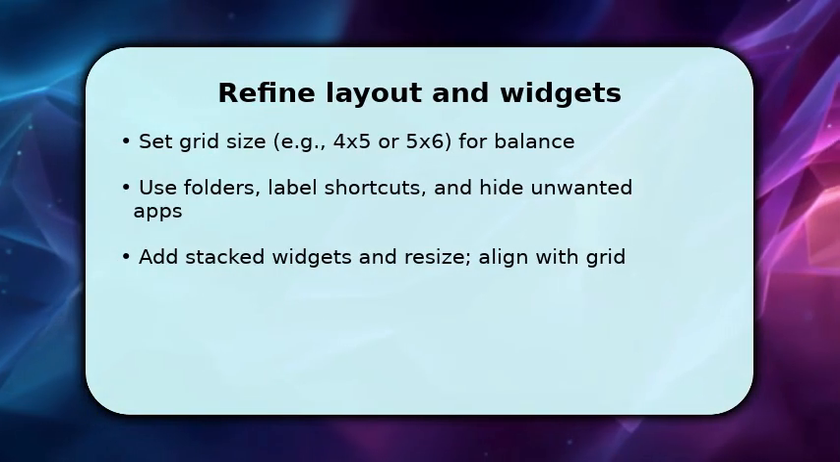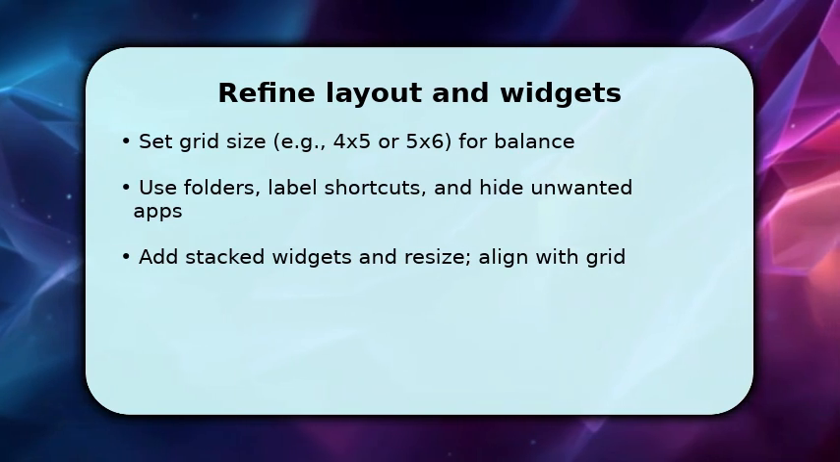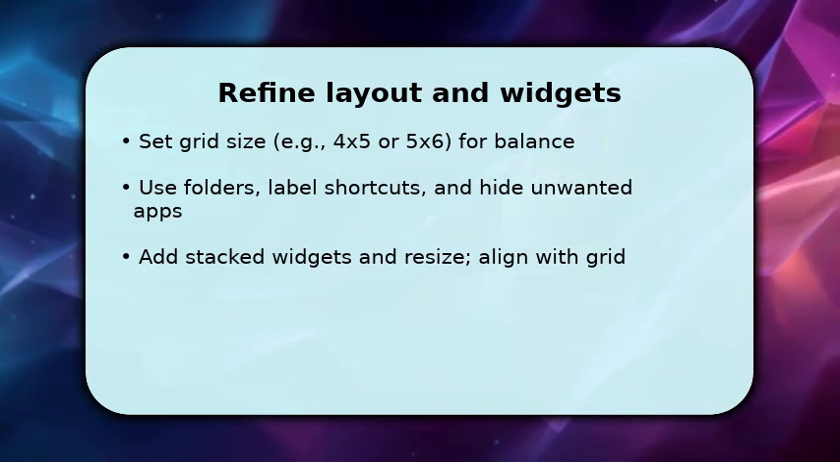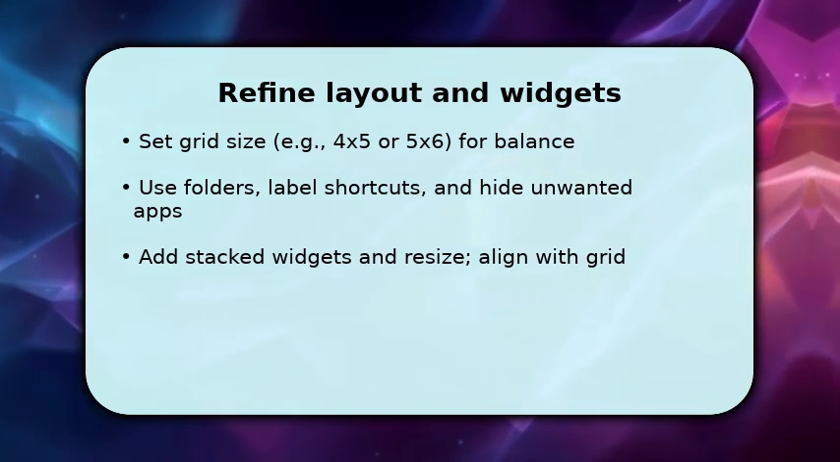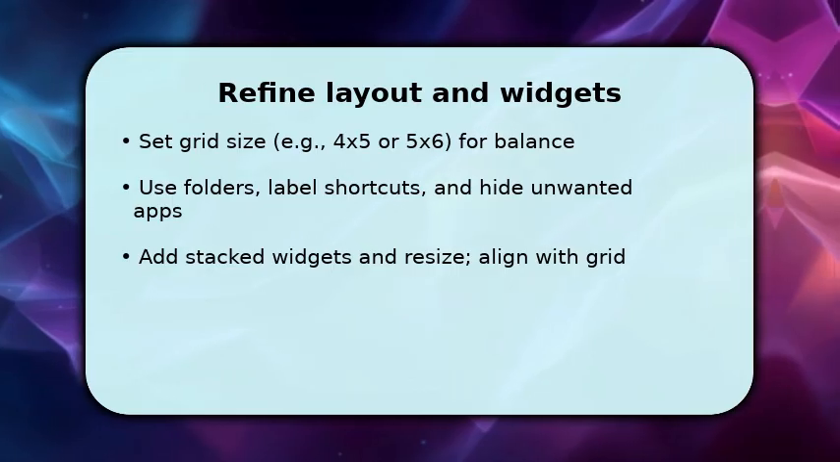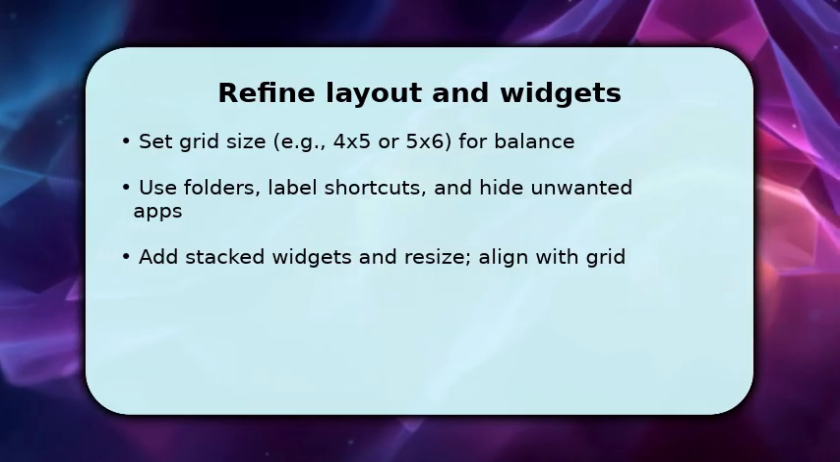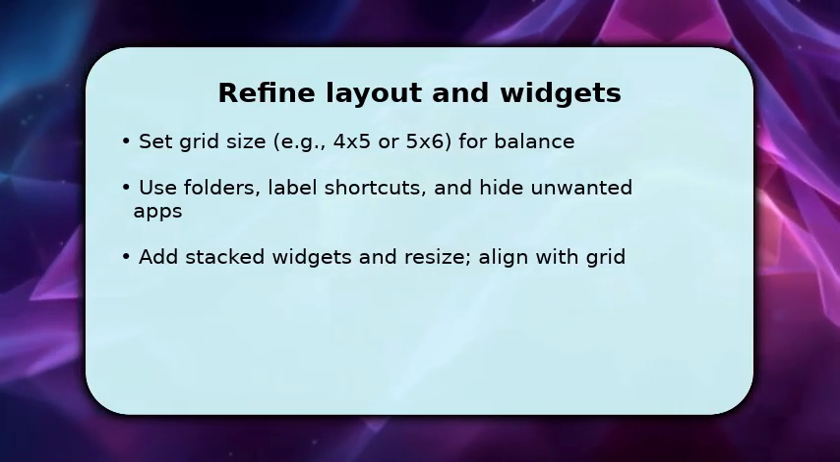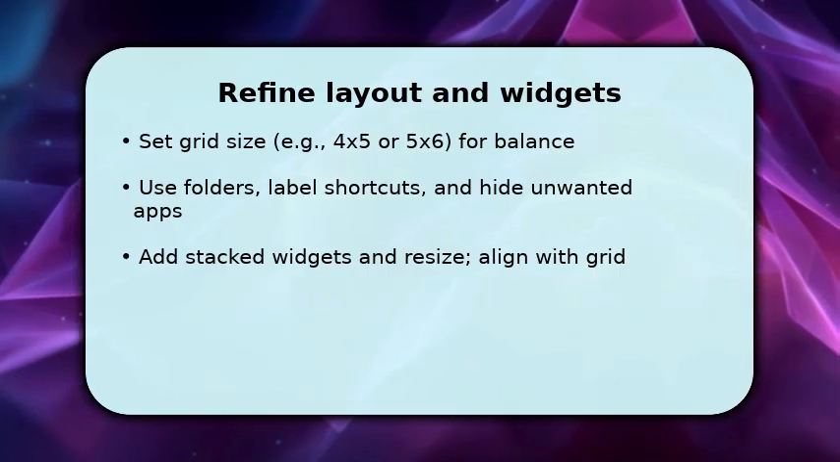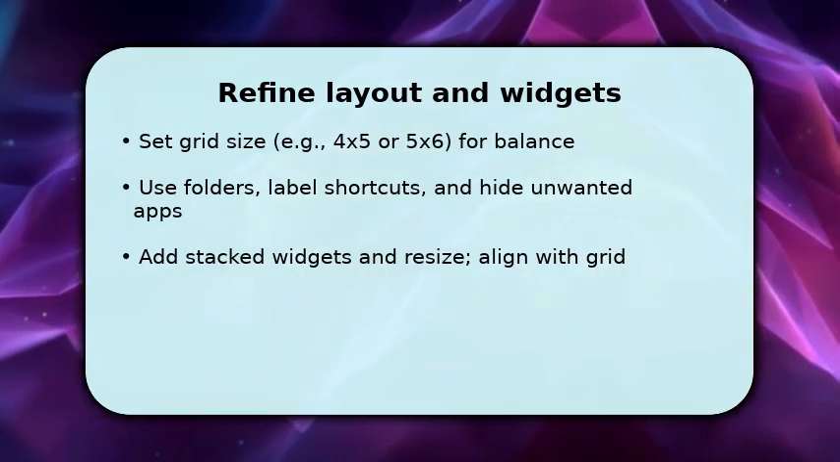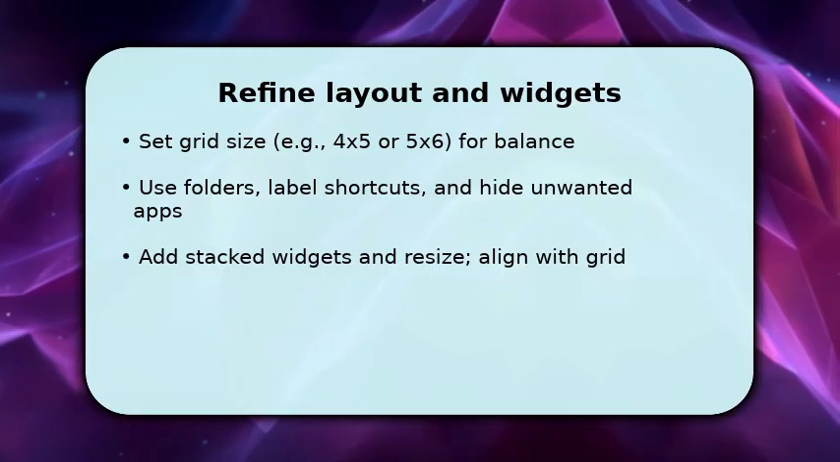Now you refine the middle steps so the screen feels deliberate. Adjust the grid to control spacing. A 4x5 grid gives larger shortcuts. A 5x6 fits more content. Create folders for related apps and use short, clear labels so you scan faster. Add widgets and resize them, stacking where possible to save space. Align widgets to the grid to avoid visual clutter.